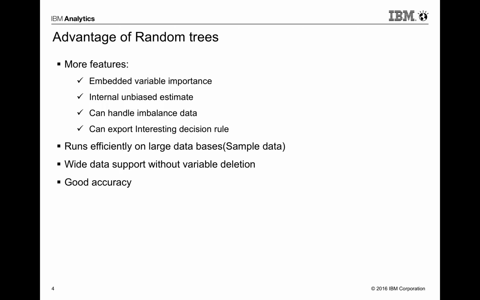Then there is the internal unbiased estimate, because we do not use the full data. We have random samples, random variables, random cases, so we can get an unbiased estimate. We can handle imbalanced data: if we use imbalanced sampling methods on the sample cases, we can handle imbalanced data. And in SPSS random trees, we can export interesting decision rules.